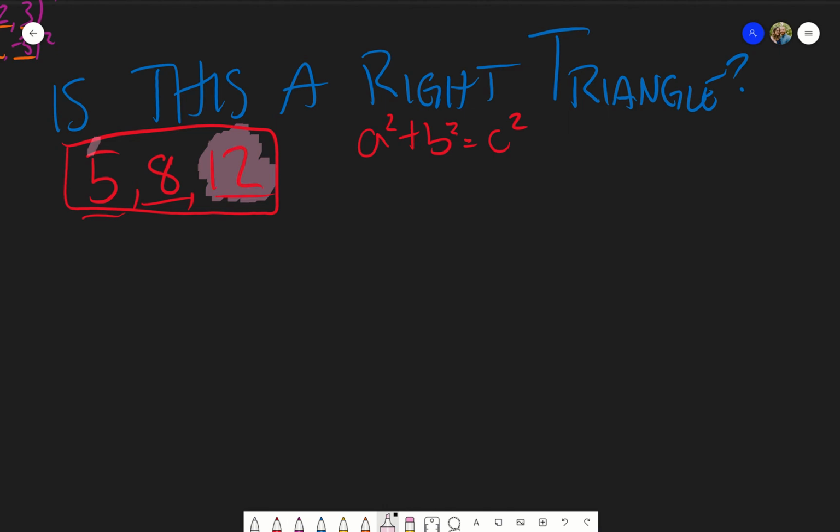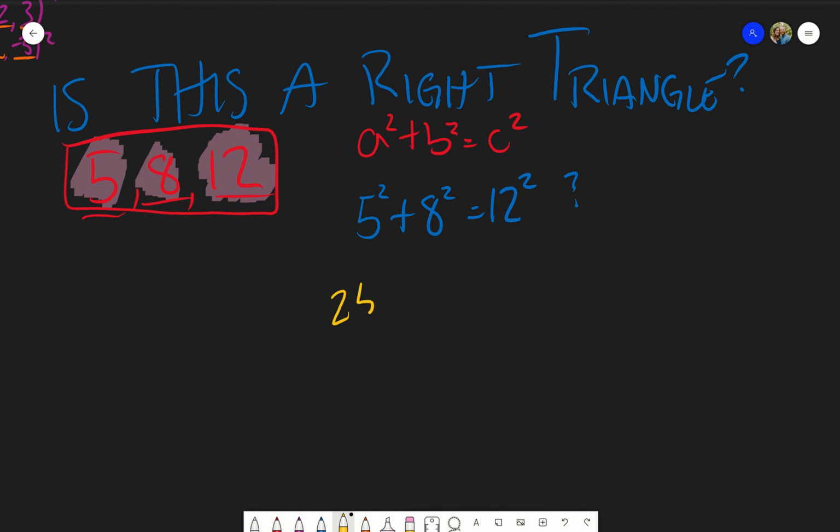And then a and b, I don't actually care about my other 2 numbers. I don't care which one is a or which one is b. It doesn't matter. I'm just going to plug them in. So we're going to have 5 squared plus 8 squared equals 12 squared. And we are testing this. Then we solve it out and see if this is equal. 5 times 5, 25, plus 8 times 8, 64, equals 144. 25 plus 64 would be, what, 89 equals 144.